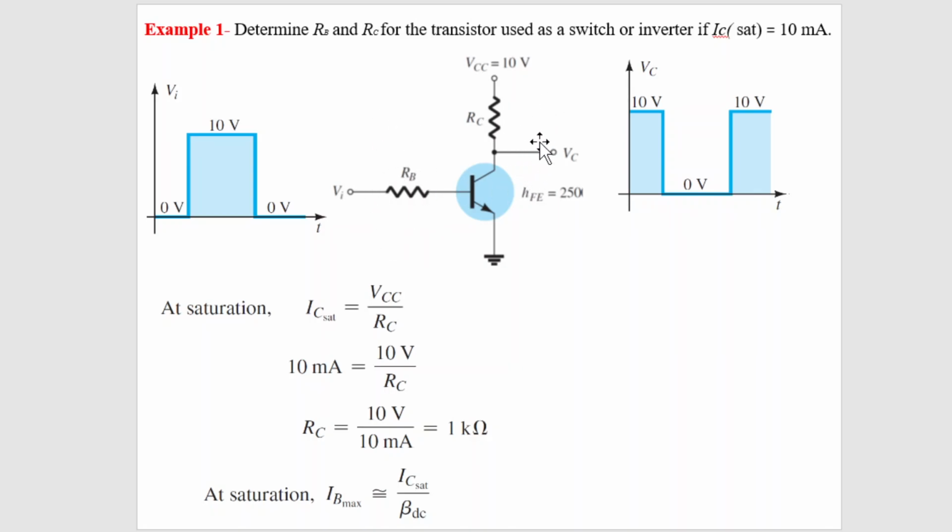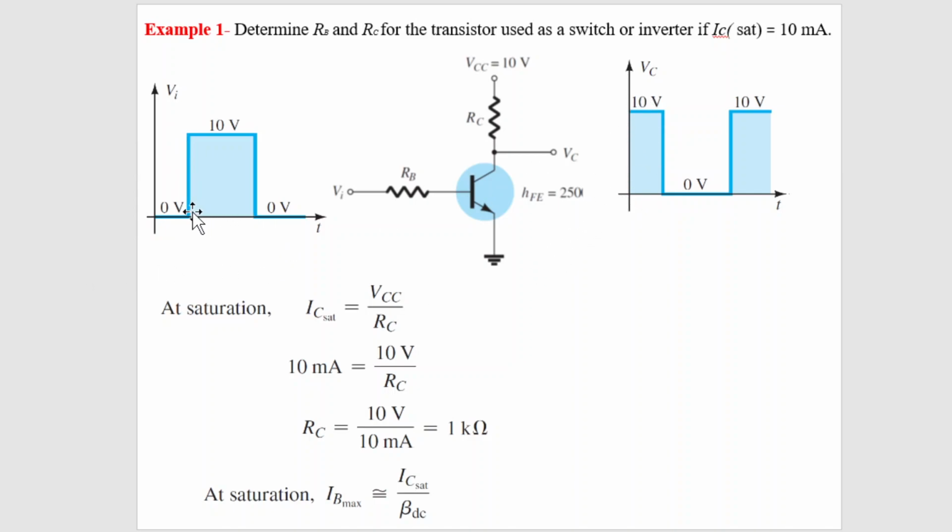We know there is no collector current. If there is no collector current, there will be no voltage drop across this resistance. If there is no voltage drop across this resistance, and you measure the output voltage, the collector voltage, then the collector voltage will be equal to plus 10 volt. So when the input voltage was 0 volt, the output voltage was 10 volt.